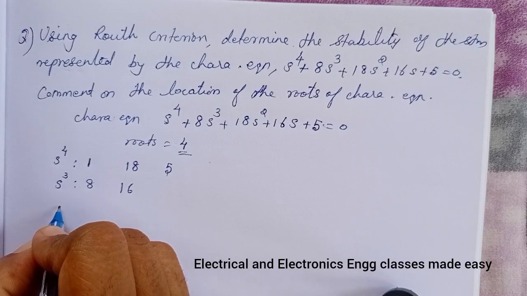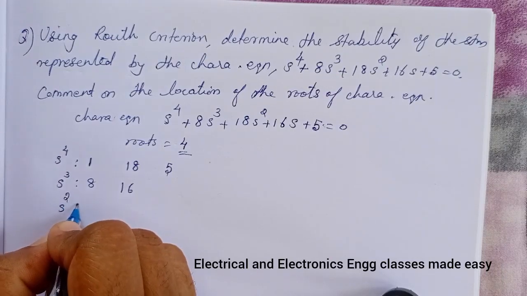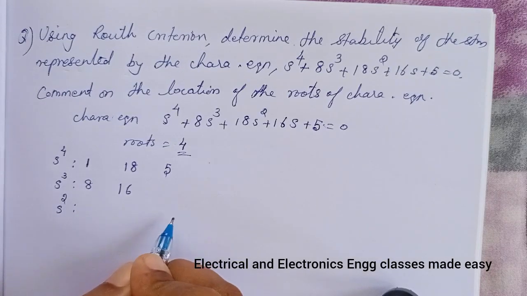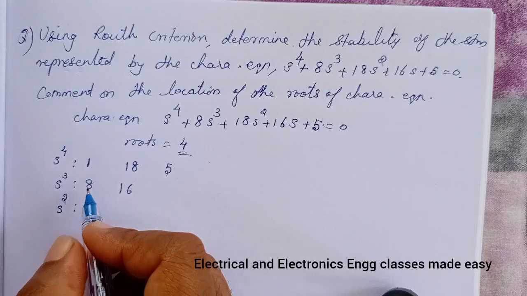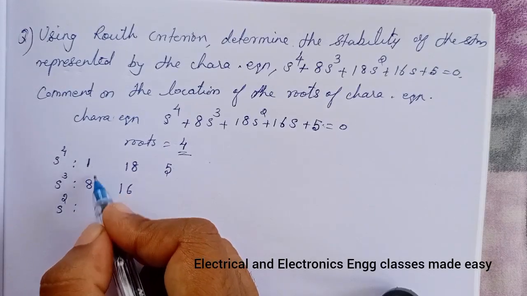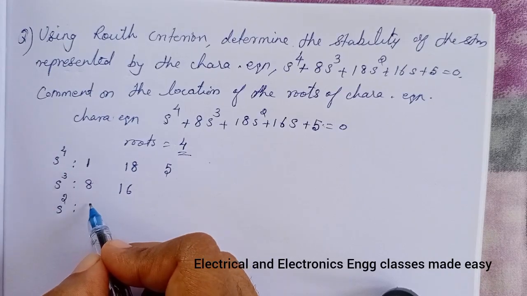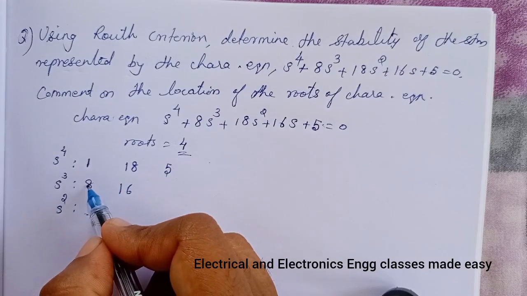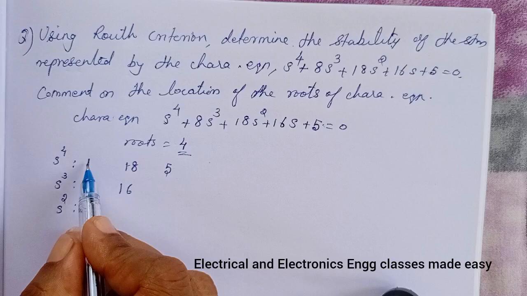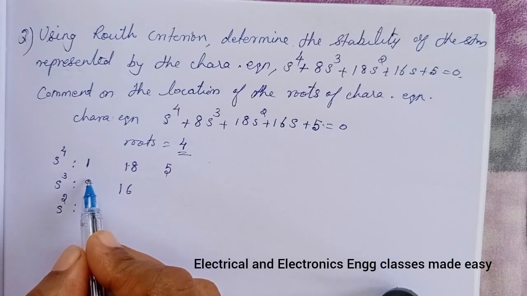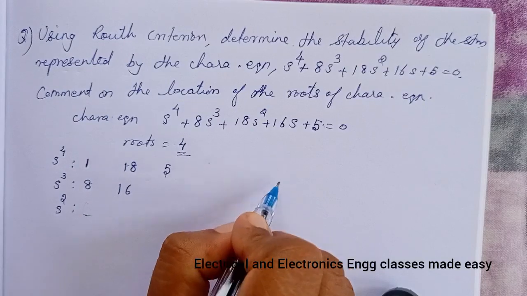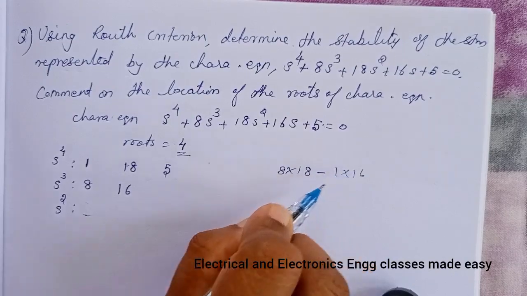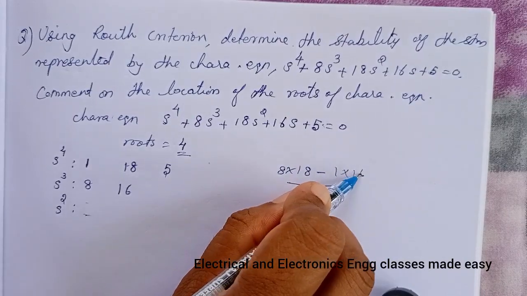Now next power of s is s square, and we have to find the elements of this row. For that we have to consider the above 2 rows, and the first element of this s square is the product of these two minus the product of these two divided by this element, that is 8 into 18 minus 1 into 16 divided by 8.